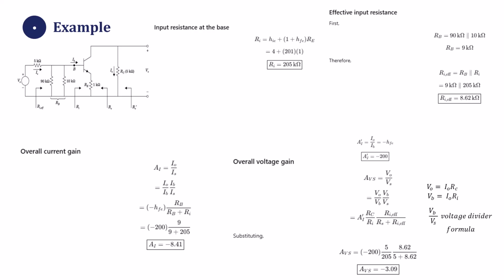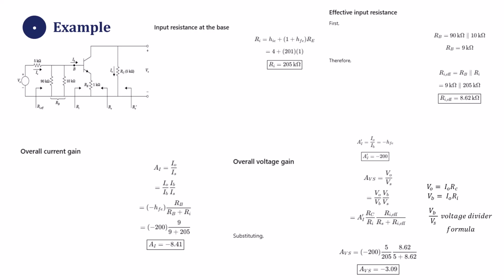Next, we need the effective input resistance seen by the source, which also accounts for the bias resistors. First, we combine R1 and R2, 90 kilo ohms in parallel with 10 kilo ohms, which we'll call RB. That parallel combination works out to 9 kilo ohms. RB then combines in parallel with Ri to give us the effective input resistance, 9 kilo ohms in parallel with 205 kilo ohms, which comes to 8.62 kilo ohms.